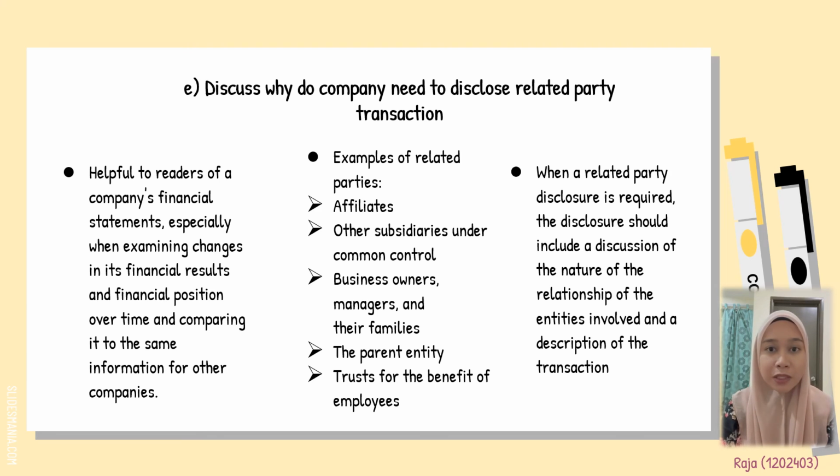Affiliates, other subsidiaries under common control, business owners, managers and their families, the parent entity, and trusts for the benefit of employees are a few examples of related parties. Even though related party transactions are customary and ordinary, these relationships can have an effect on the profit or loss and financial position of an entity.